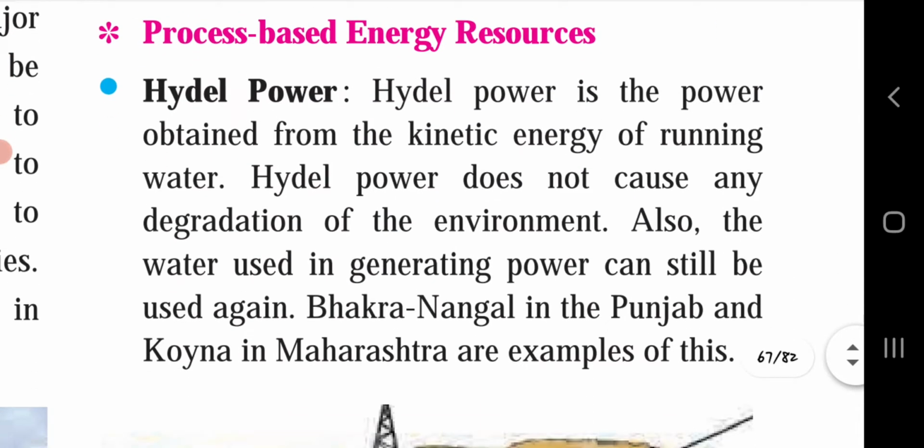Process based energy resources. Hydel power. Hydel power is the power obtained from the kinetic energy of running water. Hydel power does not cause any degradation of the environment. Also, the water used in generating power can still be used again. Bhakra Nangal in the Punjab and Koyna in Maharashtra are examples of this.